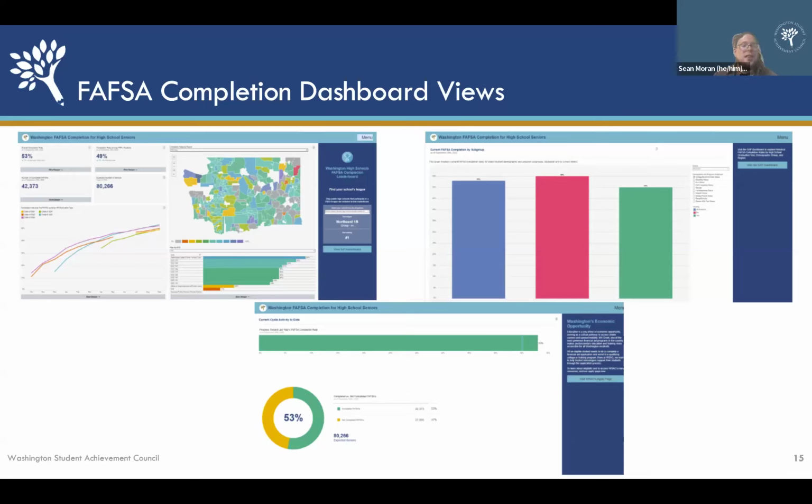And one note is if you need to move between the different views, if you go to the top right menu, that's how you can navigate to the other views. Okay, the next view I want to talk about was the subgroup information.